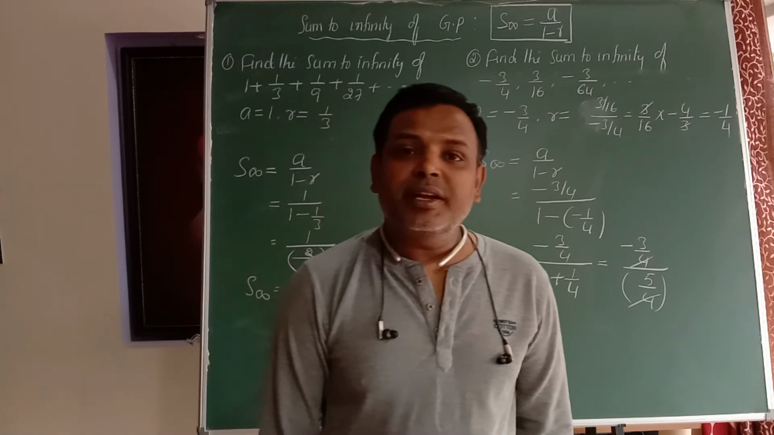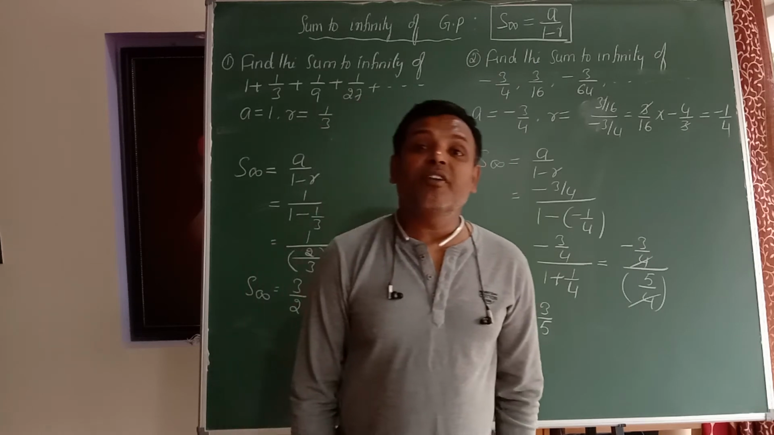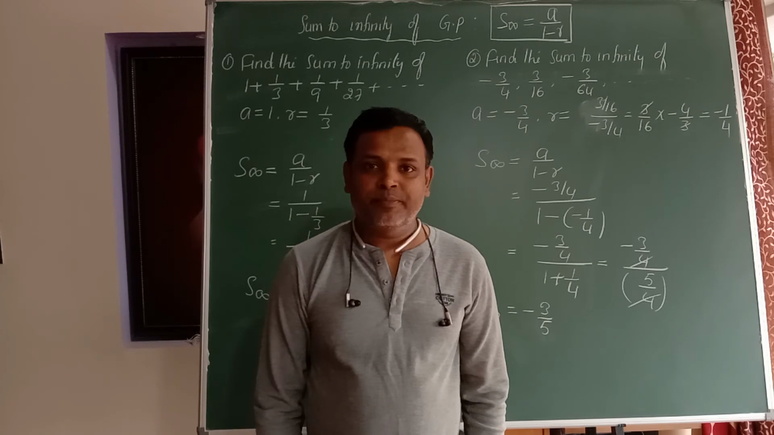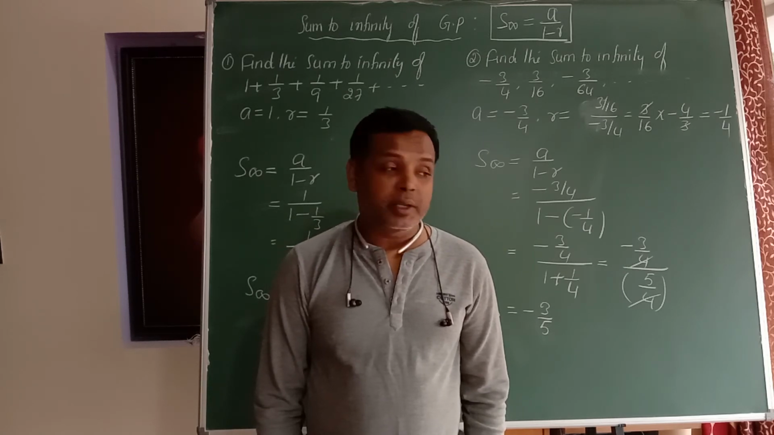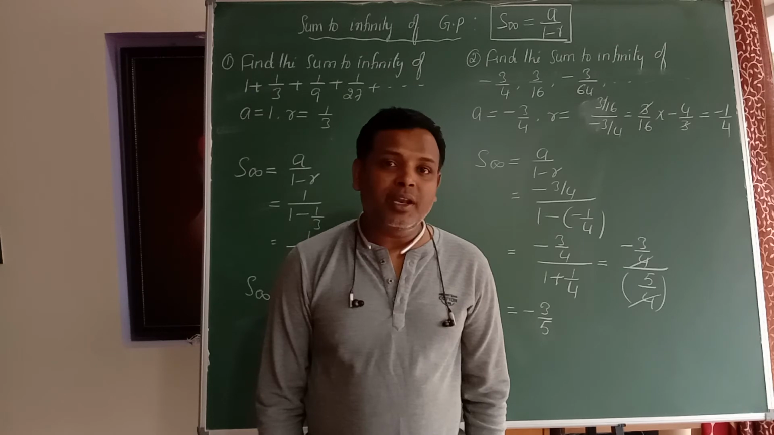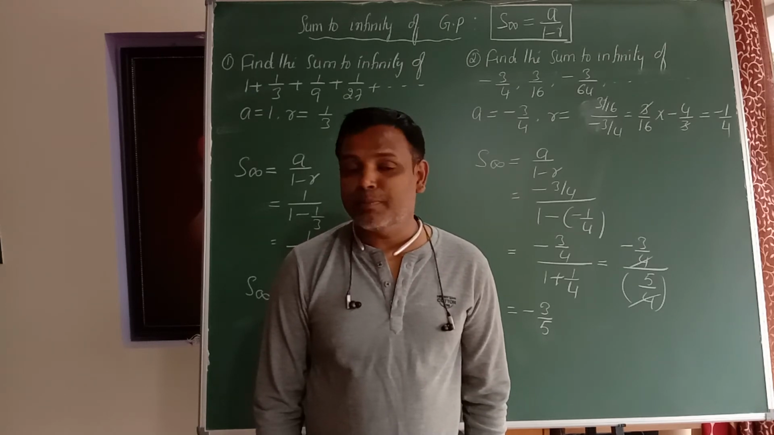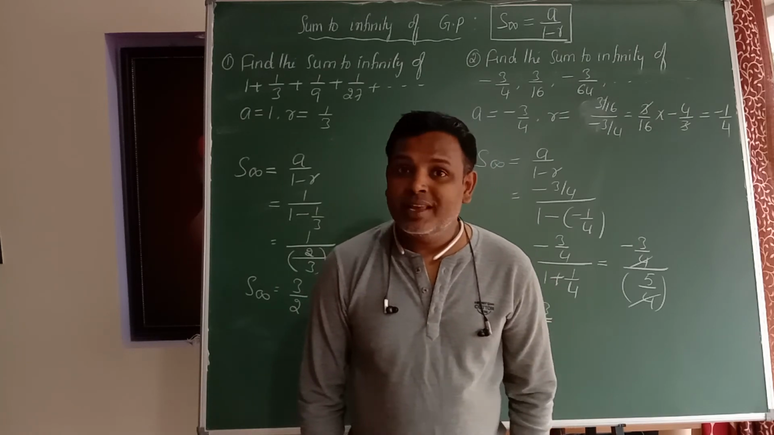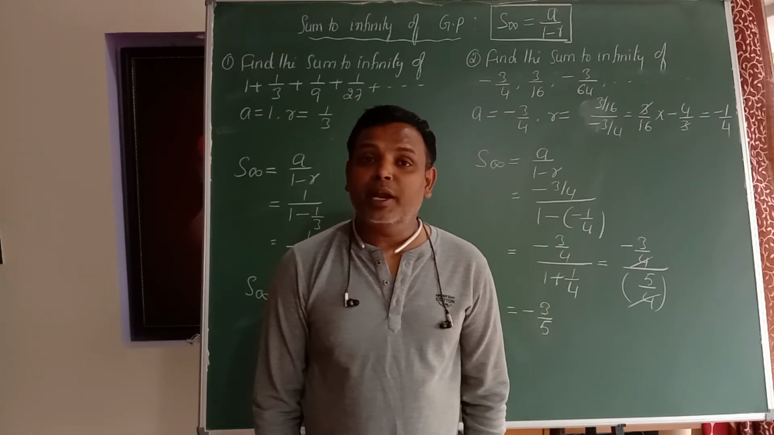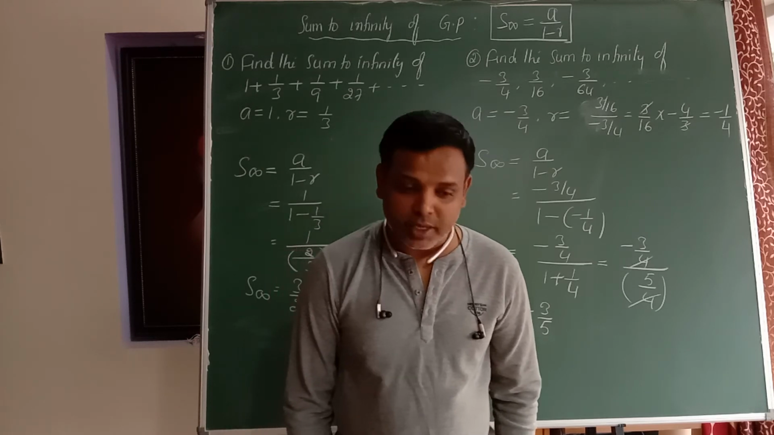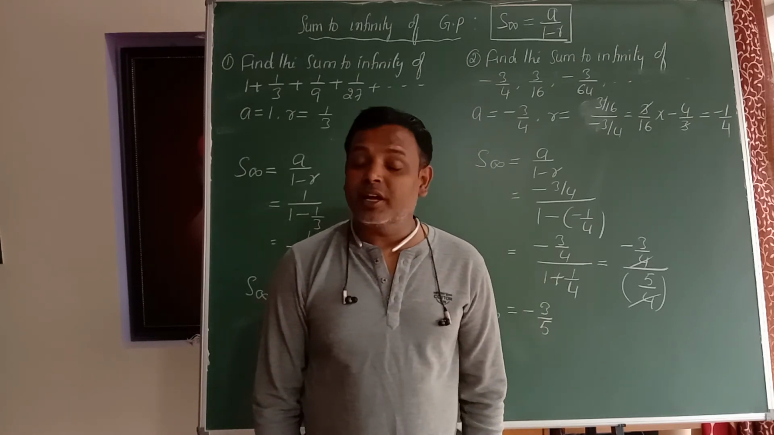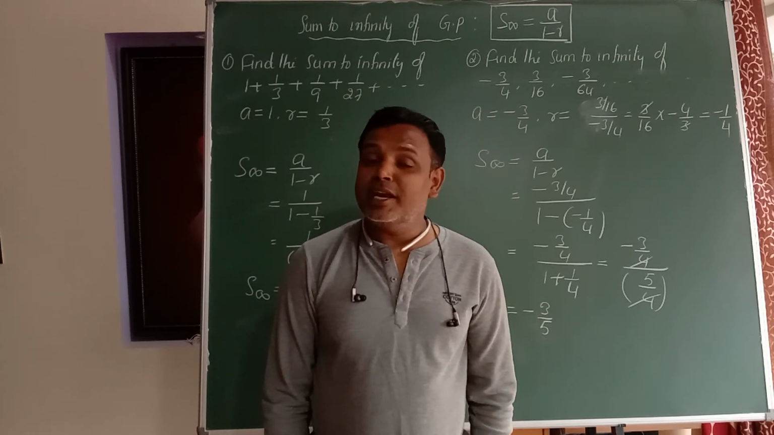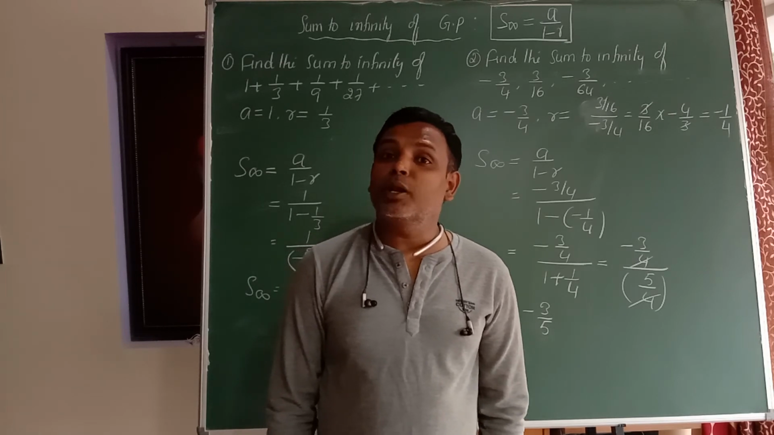Now, the important thing is to find out the sum to infinity of a GP. Sn of a GP depends upon two factors. Depends upon a factor, that is the common ratio. When common ratio is less than 1 or common ratio is greater than 1, that is important. When common ratio is greater than 1, Sn is equal to A into R power n minus 1 divided by R minus 1. When common ratio is less than 1, Sn is equal to A into 1 minus R power n divided by 1 minus R.